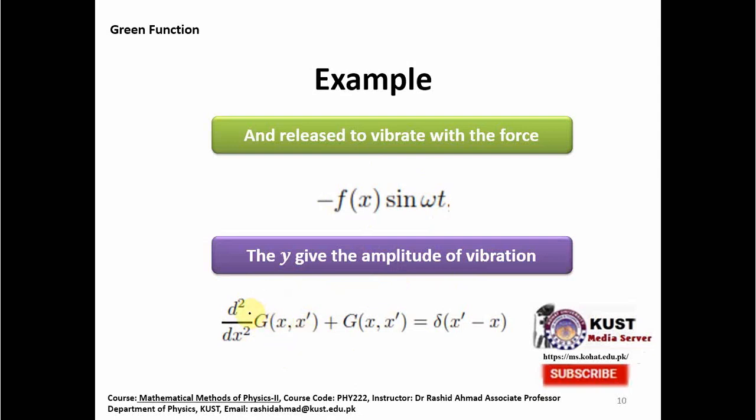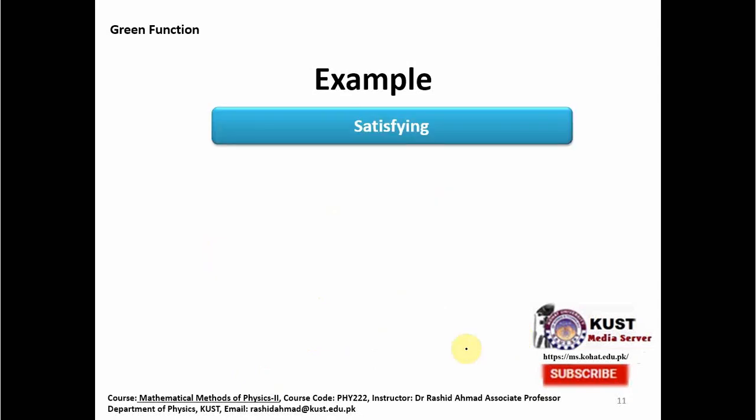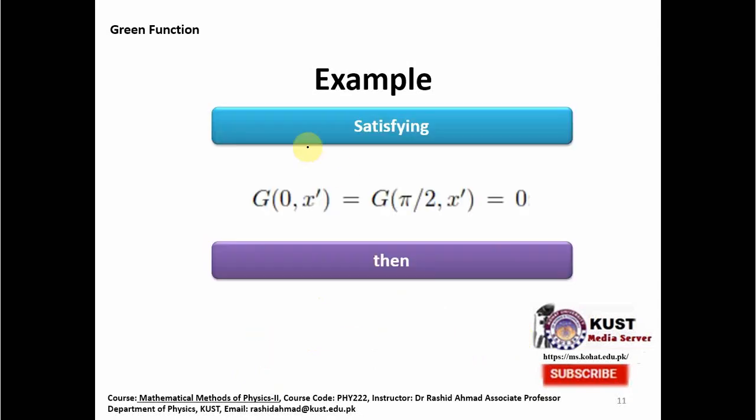we get the second derivative of g with respect to x squared. Before it was y, and I replaced it with the Green function g, and this is the Dirac delta function. This satisfies these boundary value conditions, that is, g at x equal to 0 and g at pi by 2 is equal to 0. Remember, the same conditions we applied for y, the amplitude of the vibrations, we have applied for the Green function. So what we get is this solution y.